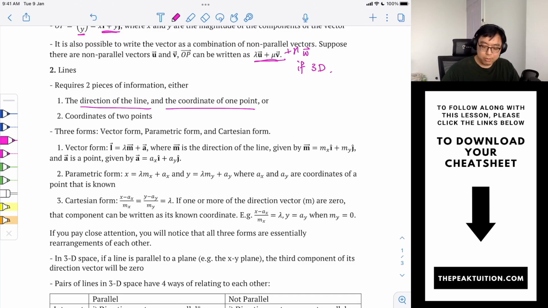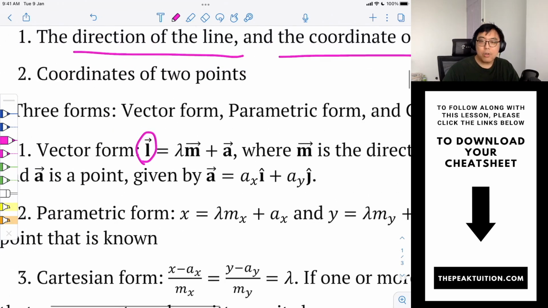The vector form is written as this. L tells us all the possible points on this line. M, in this case, tells us the direction of the line. And A tells us a point on the line. Lambda is just any number.